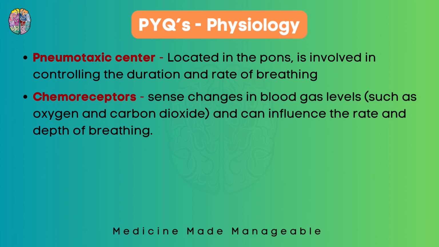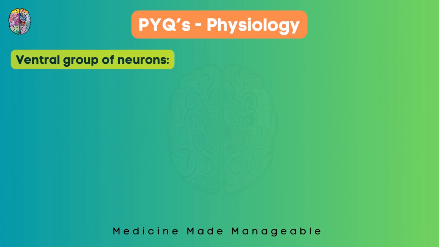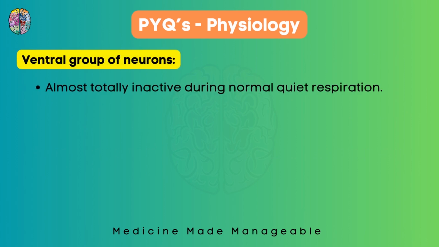Chemoreceptors? These are receptors which can sense the changes in blood gas levels and accordingly they can change the rate and depth of breathing. Dorsal group of neurons, they primarily regulate the inspiratory phase of breathing. So these three are not the correct options. But what about the ventral group of neurons? What are they? So during normal quiet respiration, these are almost totally inactive.